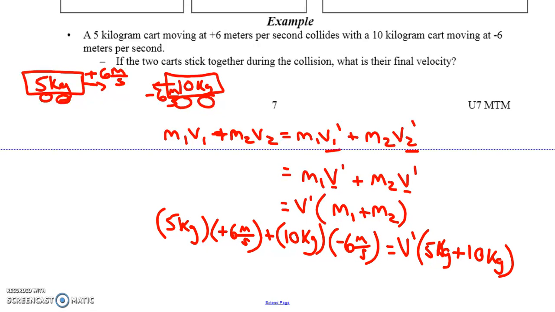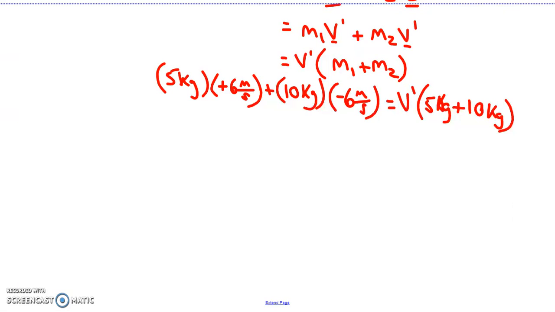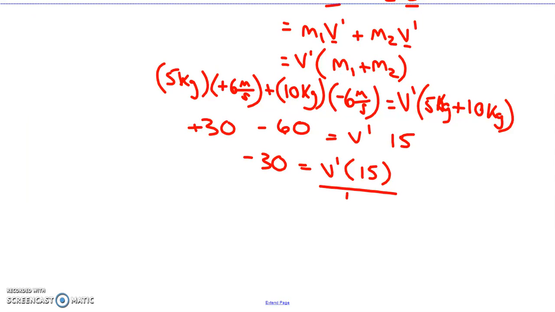If you go through and solve this, you have positive 30 minus 60 equals v prime times 15. Then minus 30 equals v prime times 15. Divide by 15, and we get v prime equal to minus 2 meters per second.